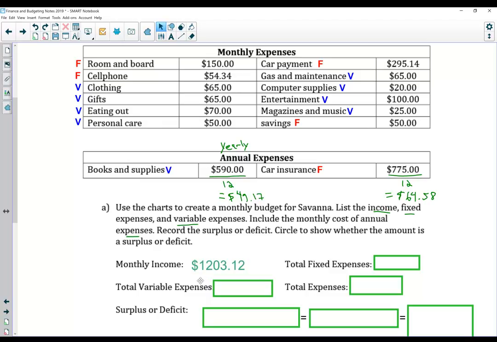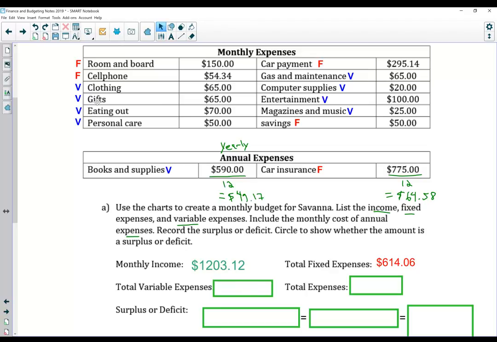And the monthly income was $1203.12. That's what she makes as a waitress. Our total fixed expenses, if we go through and add room and board, cell phone, car payments, savings, and car insurance, but divided by 12, we get a total of $614.06. Again, I just added all of those numbers that are fixed together.